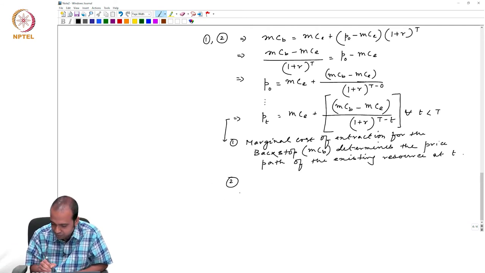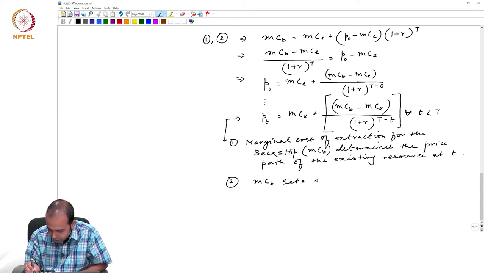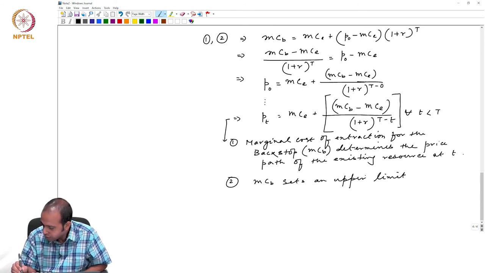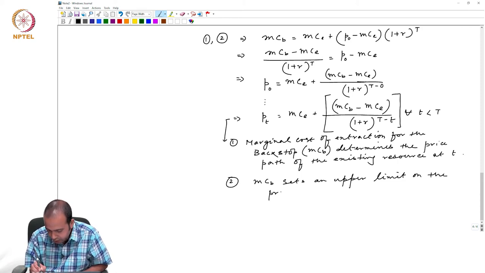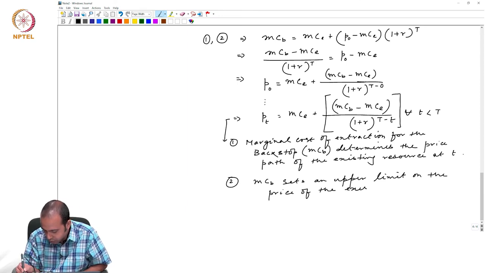And secondly, MCB sets an upper limit on the price of the existing resource at time period T.